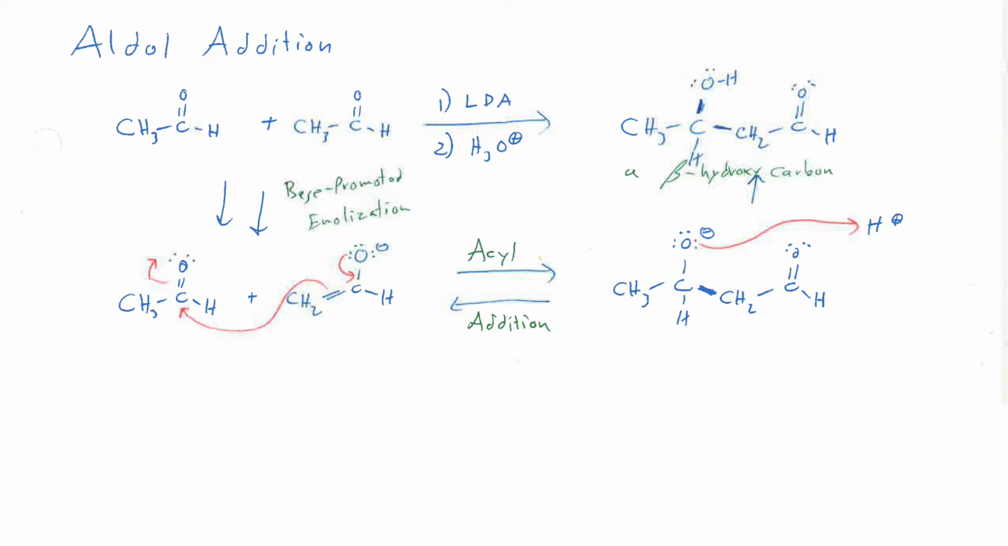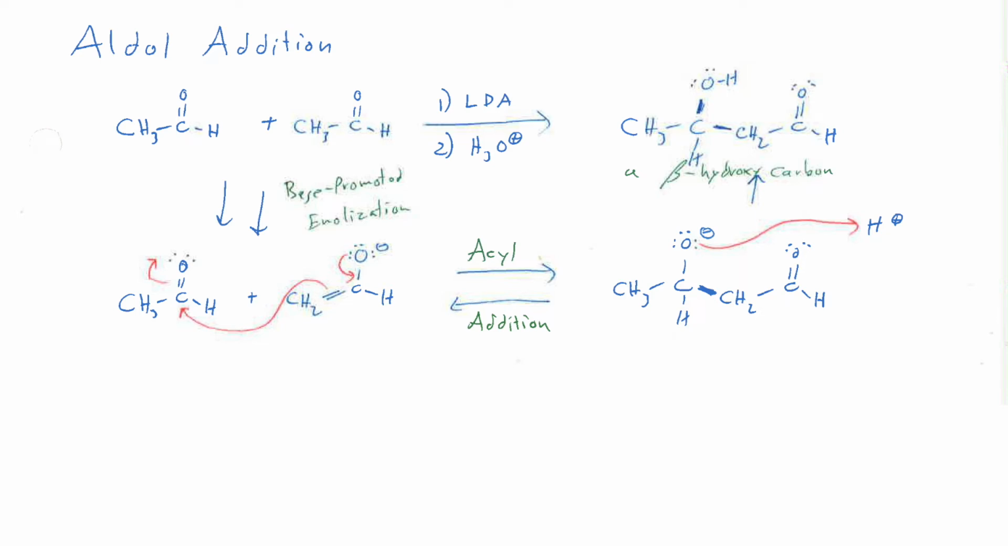In other words, again, this is just a combination of two things we've seen before. We already know how enolates are formed under basic conditions. We know that enolates are nucleophiles. And we know that aldehydes and ketones are electrophiles that do acyl addition. That's all this is. This is just an acyl addition with an enolate as the nucleophile.